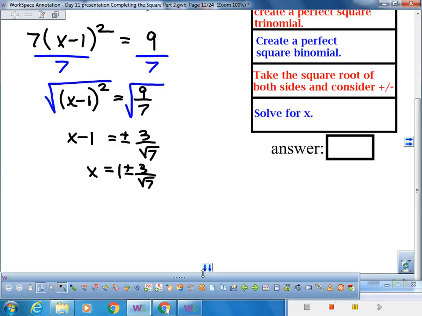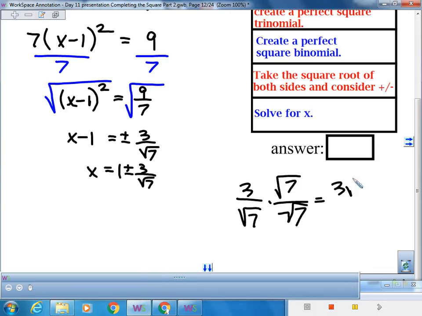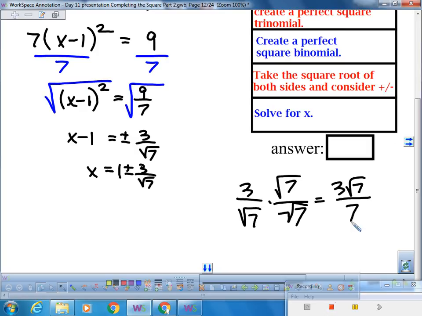For math analysis, you would need to do this. Because in math analysis, they don't like you to have square roots in the denominator, so it would be 3 square root 7 over 7. X equals 1 plus or minus 3 root 7 over 7. Yeah, I have 7 groups equals 9, so I have to divide both sides by 7, yeah.